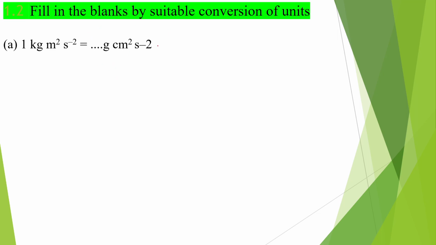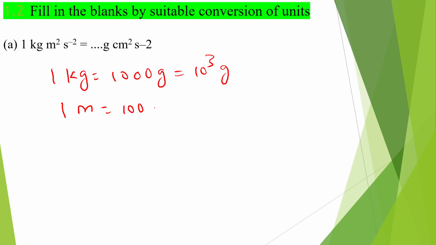Fill in the blanks by suitable conversion of units. So here again, 1 kilogram meter square per second square is equal to how many? You know that 1 kilogram is equal to 1000 gram, or 10 to the power 3 gram, and 1 meter is equal to 100 centimeter or 10 to the power 2 centimeter.